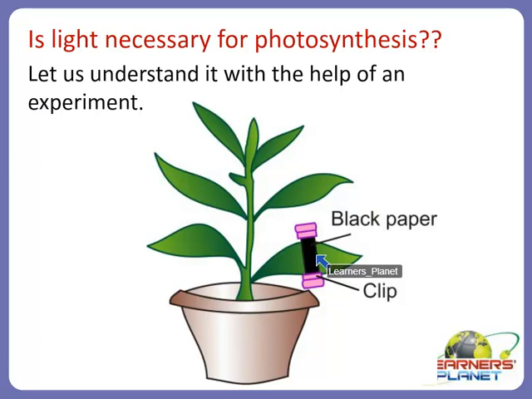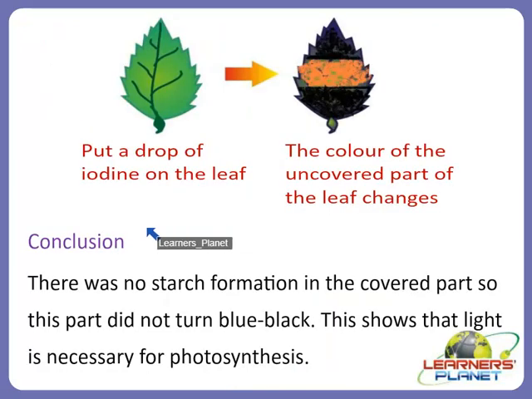Then we will pick a leaf from the de-starched plant and test it for starch to confirm whether it is fully starch free or not. And then we will place the plant in strong sunlight for at least 6 hours. And finally, we will pick up the leaf covered by the strip of black paper, remove the strip, and test the leaf for starch. So let us see what type of observation can occur.